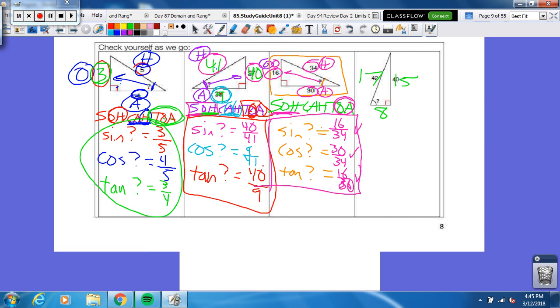All right, ready? Let's see if you can get one more here. So we got 8, 15, 17 right here, and here's the reference angle. Pause the video, see if you got it. Ready, set, go.